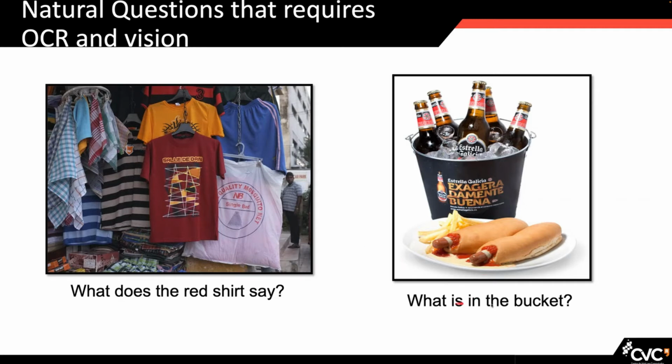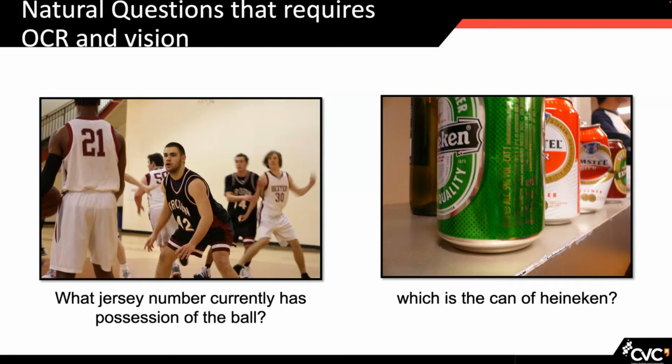Or in this case, what is in the bucket, right? So you need to realize it's a bucket, which is a 3D shape, and you automatically realize, okay, there is something inside the bottle. So you need to have this kind of world knowledge. And then also, what jersey number currently has possession of the ball, right? So you need to know what is the ball, and then you have to connect 2 different entities to say something like, okay, if this happens like this, this means it's a possession, right?